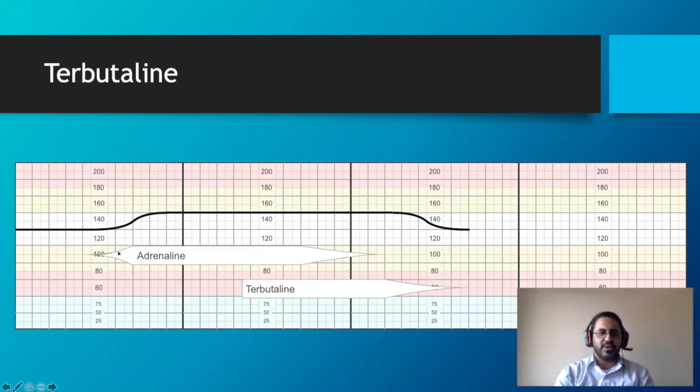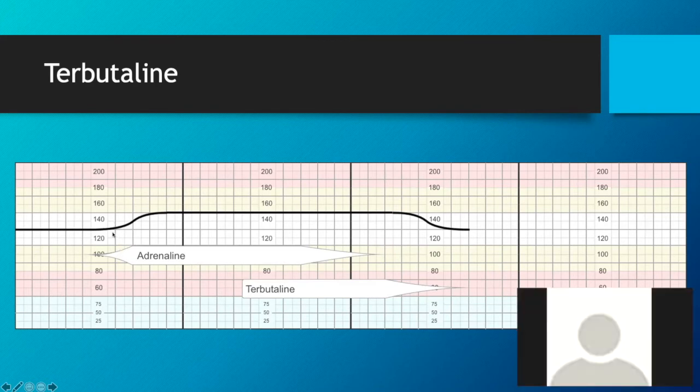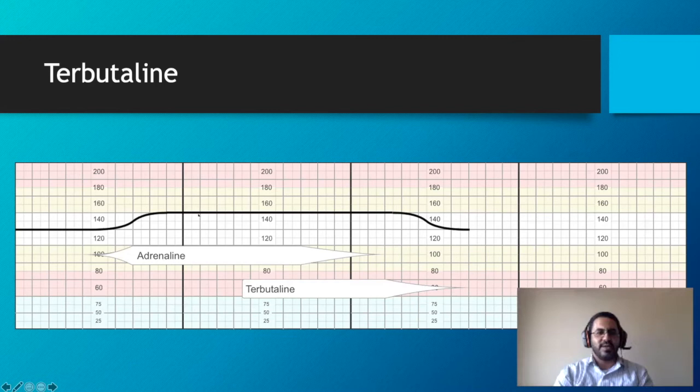Are you saying that you've given terbutaline here? Maybe a bit further along. So if you're giving it here, adrenaline is already working. And if you give terbutaline, adrenaline and terbutaline are working together, you will have a further rise.